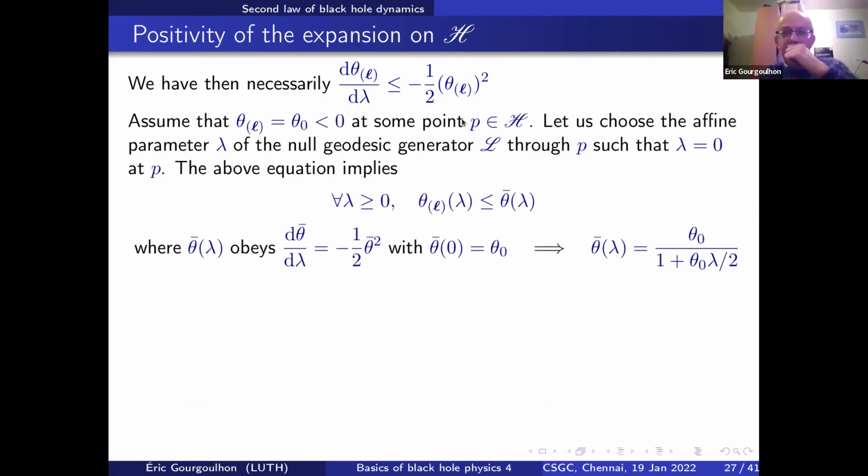So now we want to prove that theta is positive. So we see that the derivative is always negative or 0. Now we want to prove that it is positive, so we will assume the opposite and obtain a contradiction. So assume that it is negative at some point on the event horizon. We call this value theta 0 at some point P on the event horizon. Then we choose an affine parameter lambda, such that lambda is 0 at that point, just for simplicity.